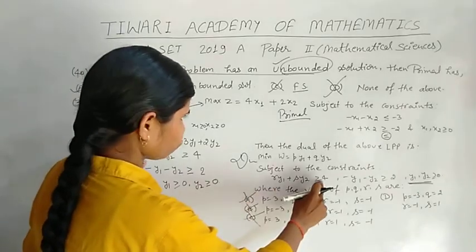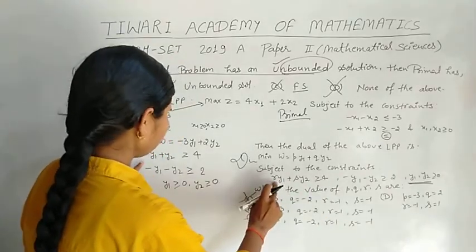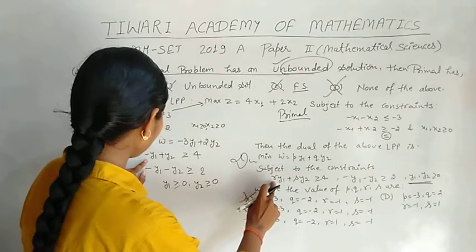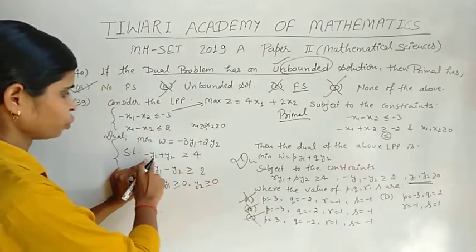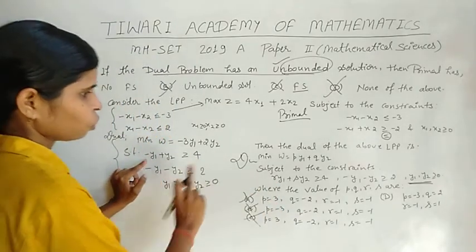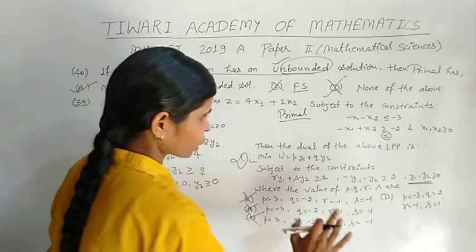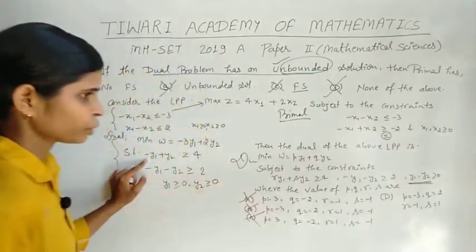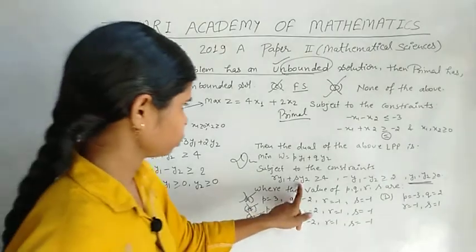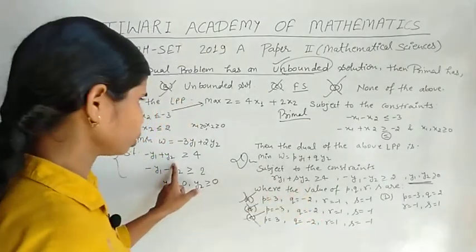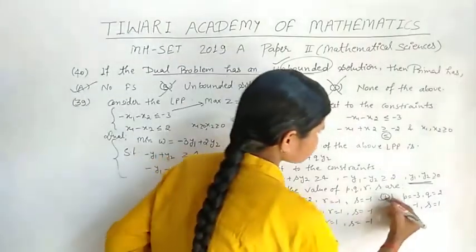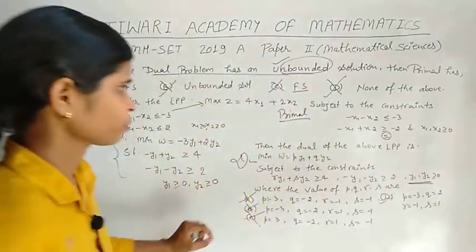Greater than or equal to 4. The coefficient of y1 in this dual is minus 1, so R is equal to minus 1. Okay, this is present. And S, the coefficient of y2, is equal to 1. So option D is a true option.